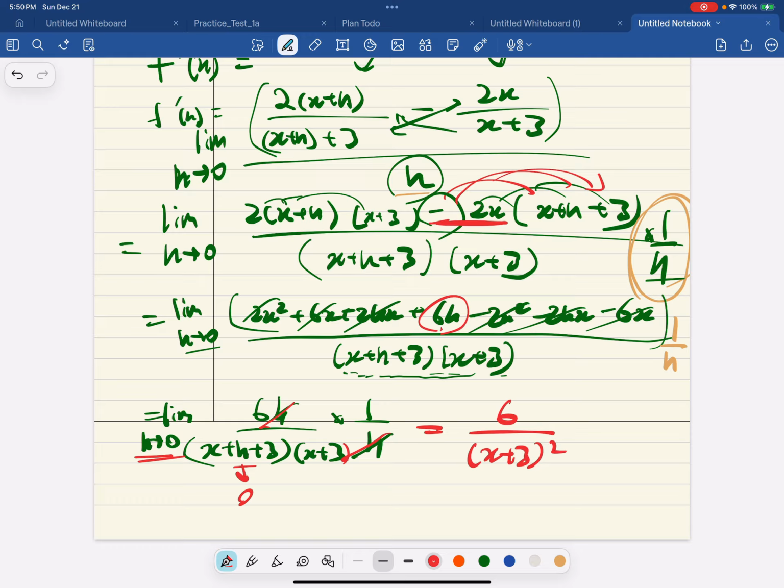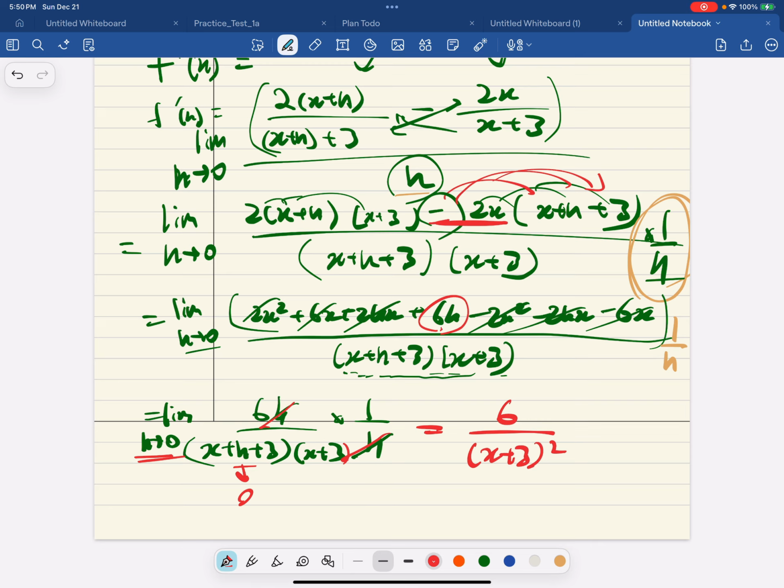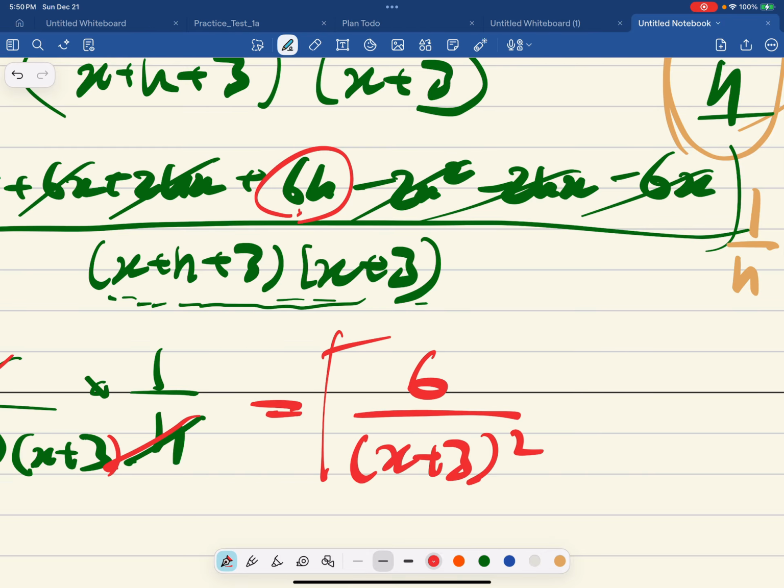Something you should keep in mind is that there could be multiple h's in your denominator. It could be 3h squared, could be 3h, could be 4h, and any of these will become 0 because h approaches 0. And the last step after any simplification, like other limits, is to plug in your h. So plug in 0 into those h's, and if there was a constant before it, it does not matter because 0 times anything will give 0. And that's the final answer.